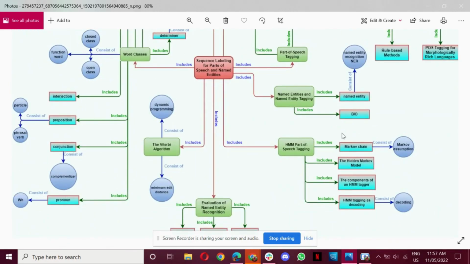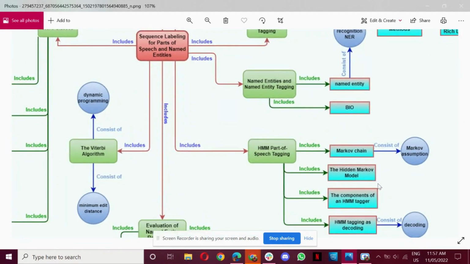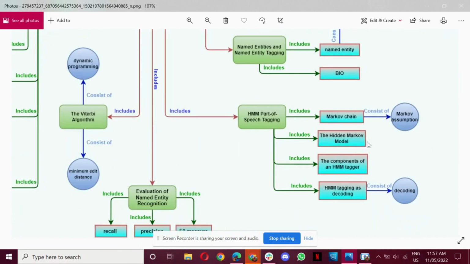Now we will talk about the HMM, part of speech tagging. The HMM is a classic model that introduced many of the essential sequence modeling elements that we will encounter again in more current models. A Markov chain model that explains the probability of sequence random variables or states, each of which may take on values from a range of possibilities.